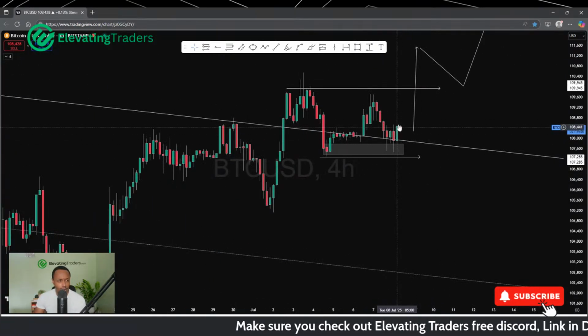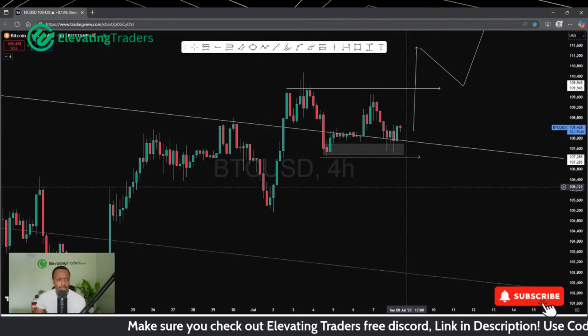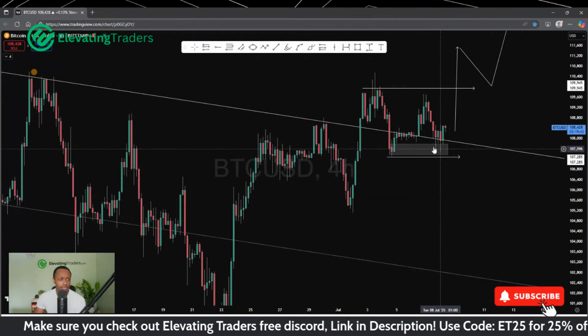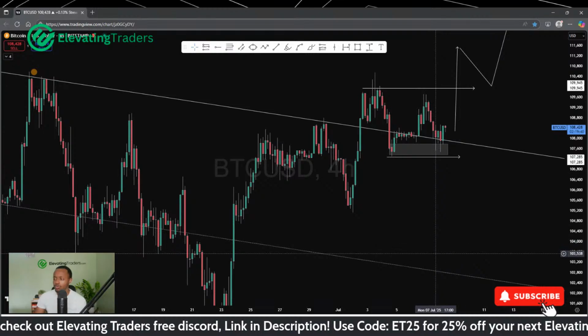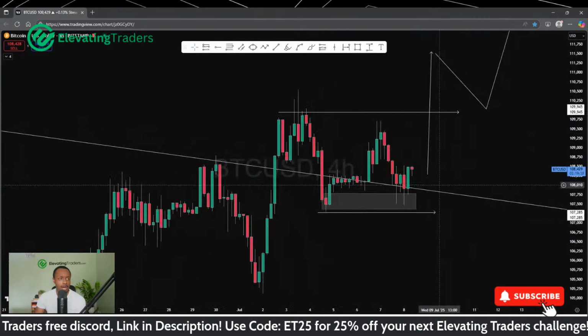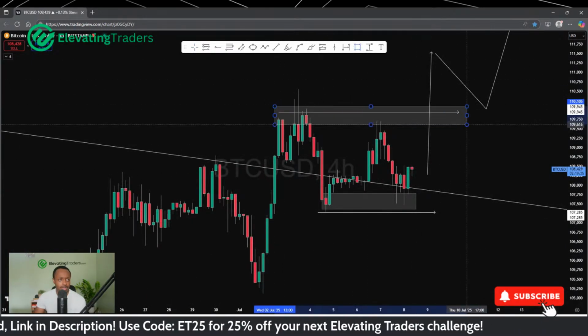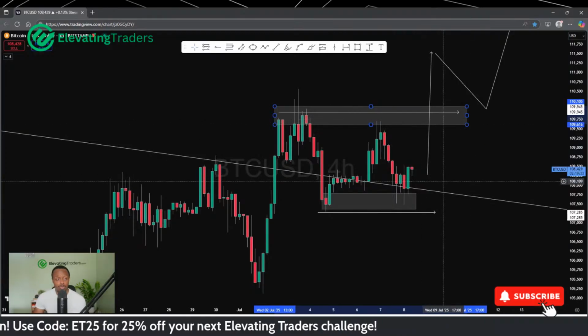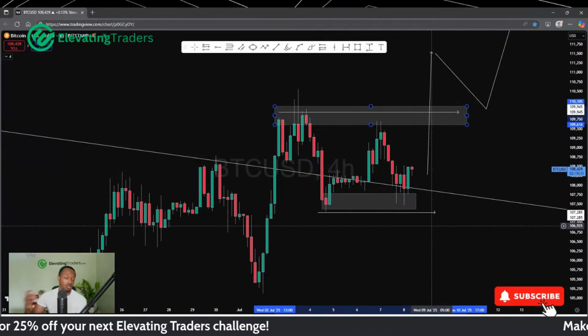I also like the 4-hour close here as well. Nice close there previously, engulfing the previous candle. Nice wick to the downside. So I would favor short-term upside as well. I think we can push back into resistance here. We'll see if price does break through or not. We might respect it and come back down, so watch out for that.